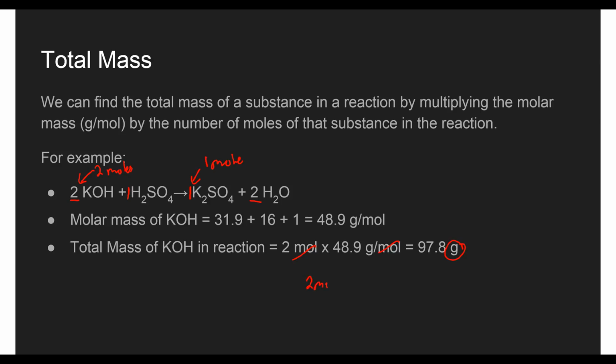mole over 1 times our 48.9 grams over our mole, right? So if that happens, then these get crossed off. If you kind of think of cross multiplication, then we're left with our 2 times 48, right, which is then going to give us our 97.8 grams, as that is the only unit left over.